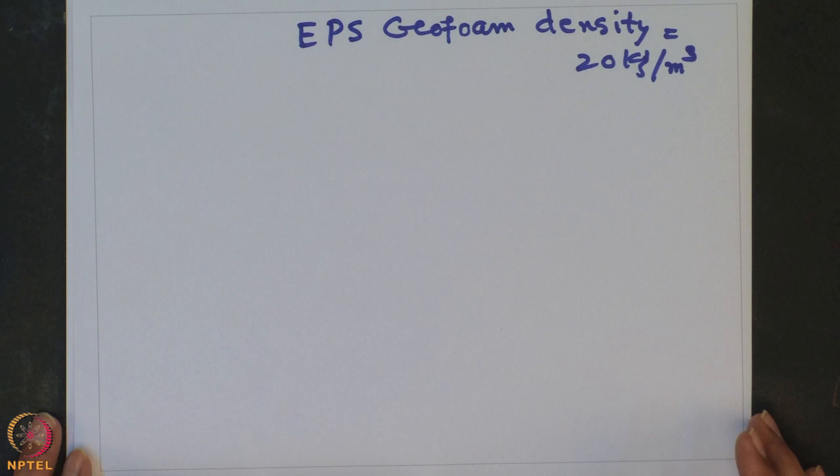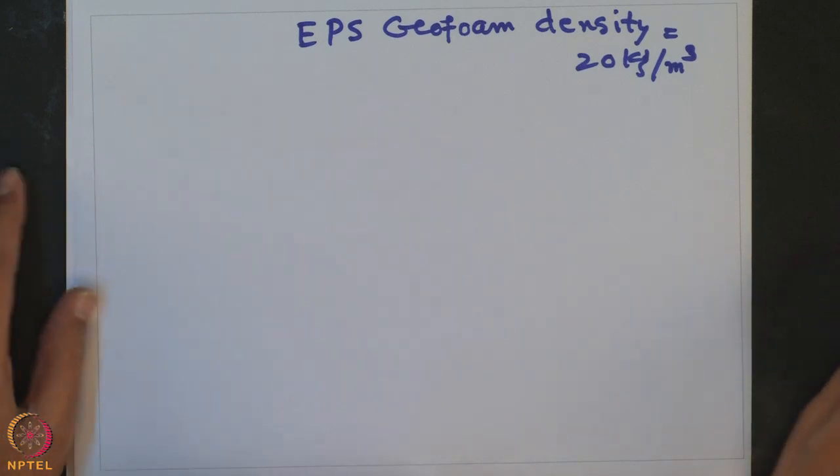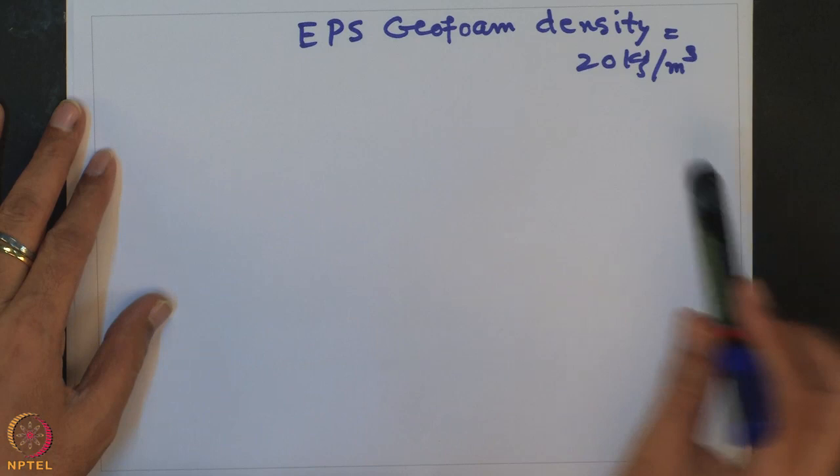And I will show you for a particular density of EPS geofoam, and how we have calculated the value of the flexural strength, etc. So, let us consider that the EPS geofoam density is 20 kg per meter cube.